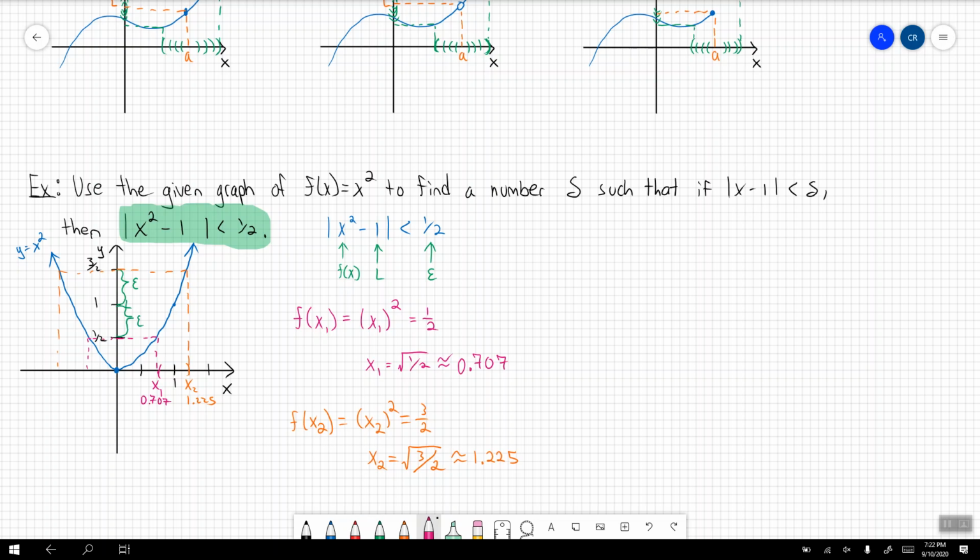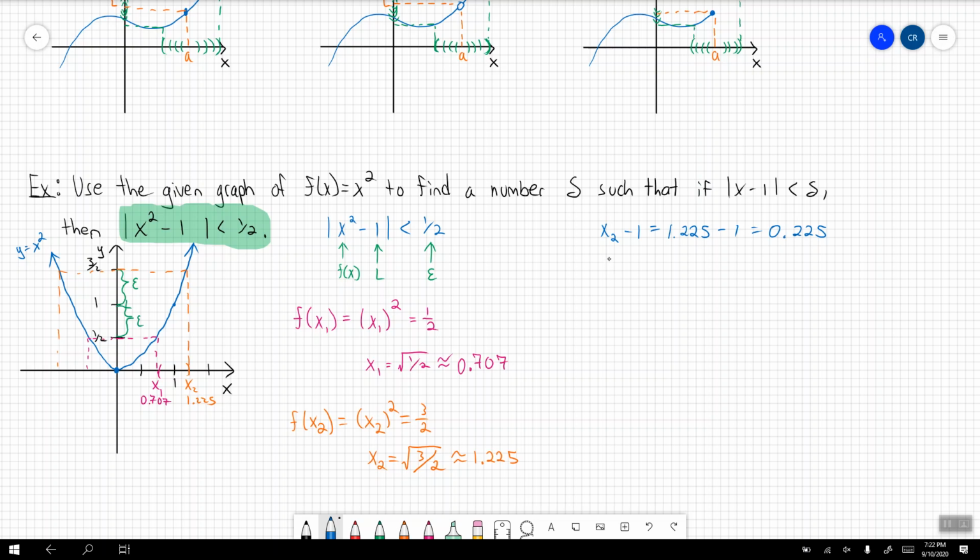So let's go through and let's start looking at the smallest value. And remember, when you're looking at distance, you're just going to be looking at the absolute value of that difference. So let's look at this. I want x sub 2 minus 1. Okay, that's going to give me that first distance on the right. And x sub 2 minus 1, x sub 2 was 1.225 minus 1, which means we're going to get 0.225.